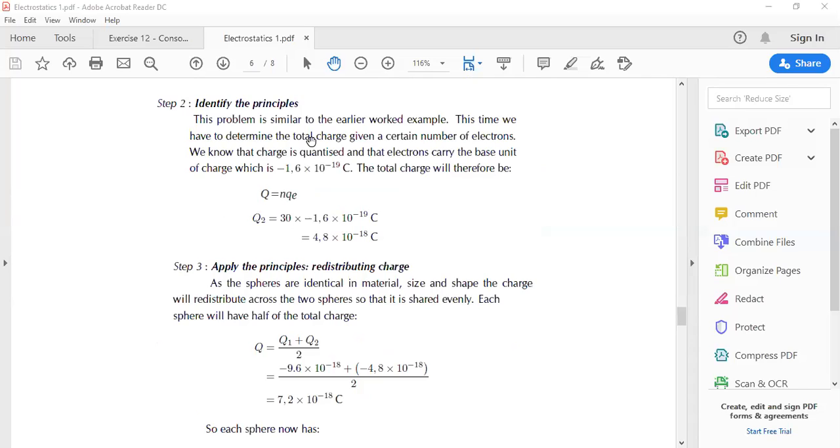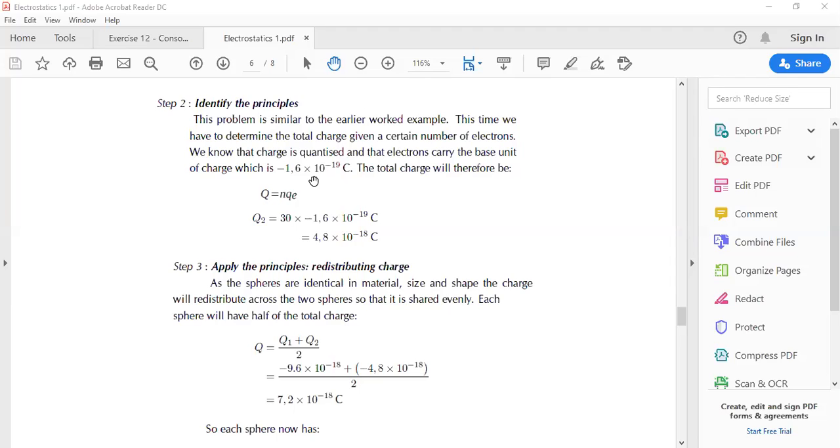The first one, object number 1, is fine because we are given the charge. But the problem is the second object, where we are told that there are 30 excess electrons. So we need to calculate its charge. This problem is similar: this time we have to determine the total charge given a certain number of electrons. We know that charge is quantized, and that electrons carry the base unit of charge, which is negative 1.6 times 10 to the power negative 19 coulombs.